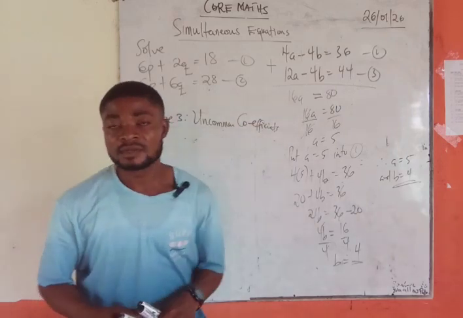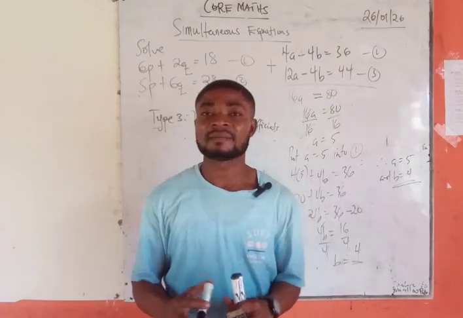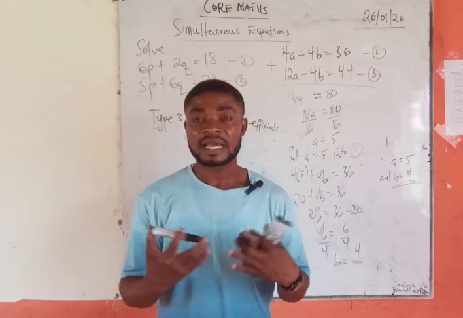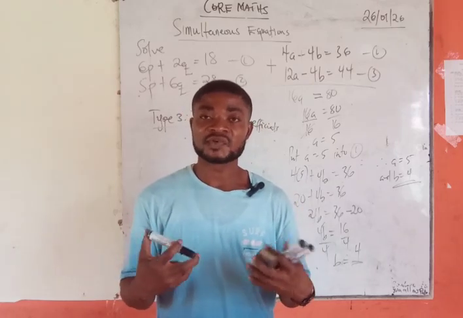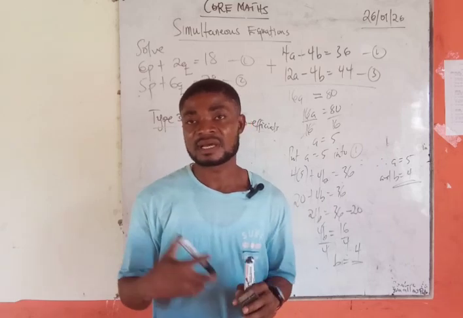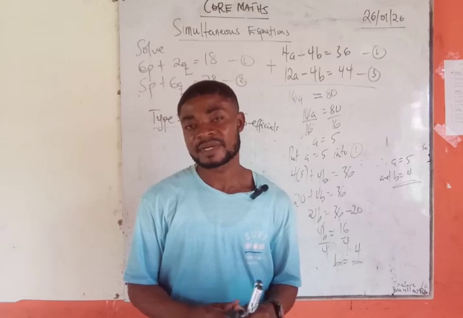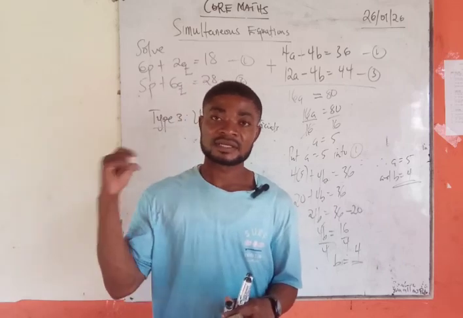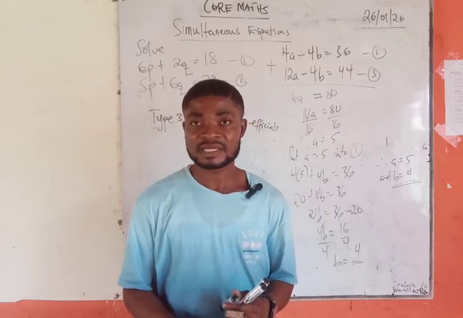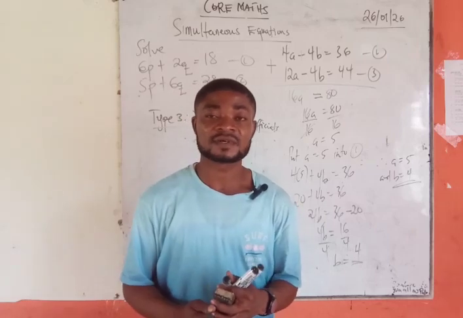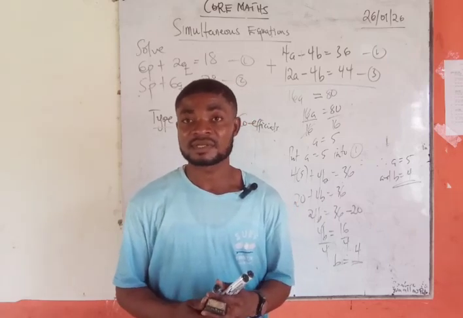So let's quickly look at the last type under the elimination method, which is the uncommon coefficient. And then from there we can maybe draw the curtains on this session. Then with time I'll bring you the continuation of these simultaneous equation lessons, starting with the substitution method, as we stated on the fourth under the methods of solving simultaneous equations.